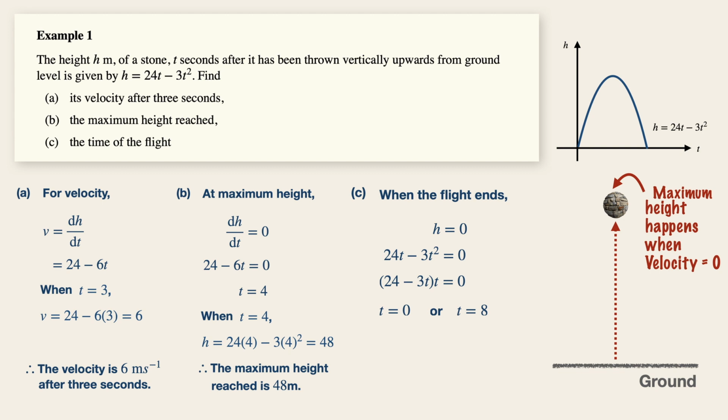Now t must be more than 0 because this value here denotes the start of the flight, whereas 8 seconds denotes the time when the stone touches the ground at the end of the flight. Thus, the time of the flight is simply 8 seconds.